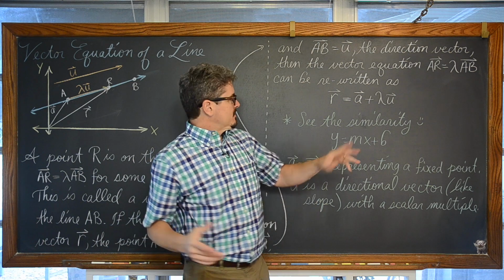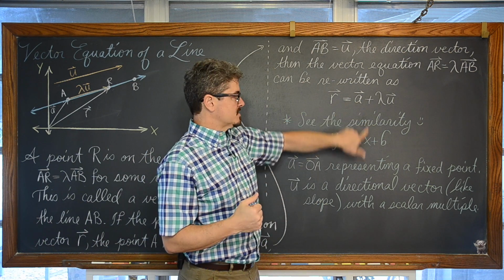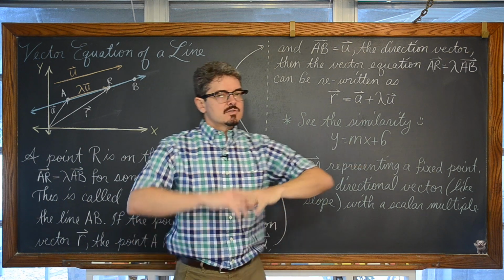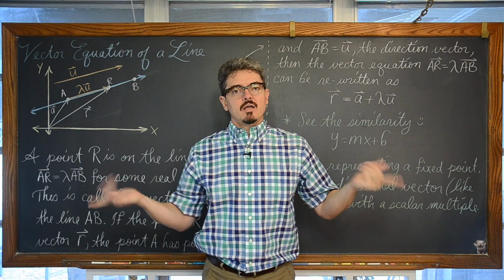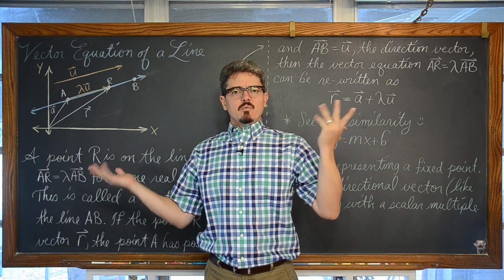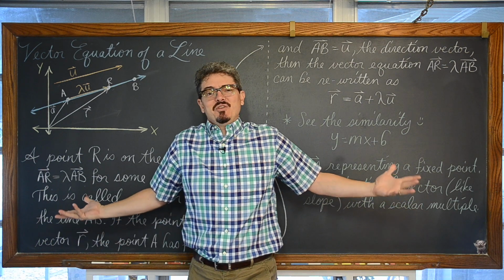So even though this looks really funny, very foreign if you're just stepping into the world of vectors, it is very closely tied to that simple y equals mx plus b, slope-intercept form of a line that we learned all the way back in Algebra 1 and Geometry and Algebra 2 and so on and so on. So this is all related. That's the beauty of math.